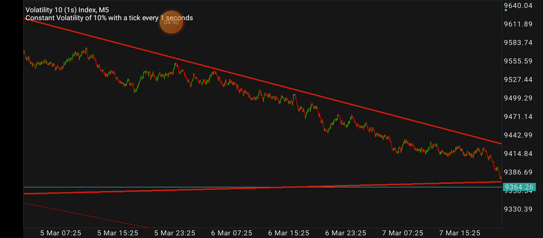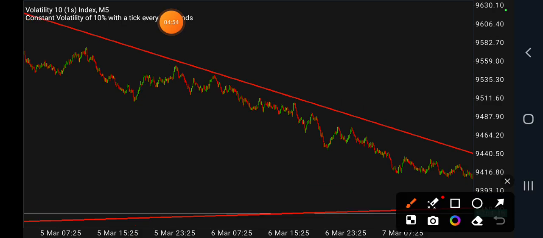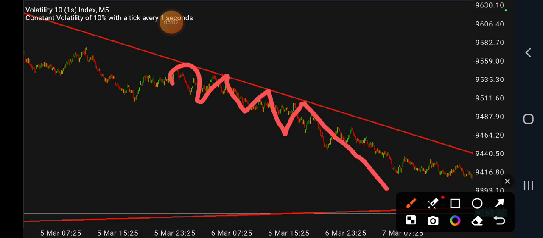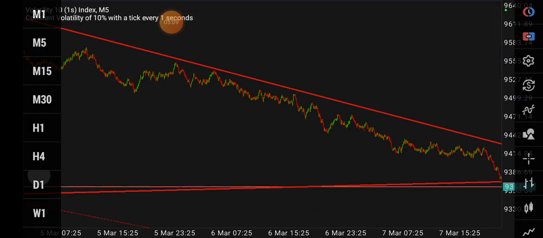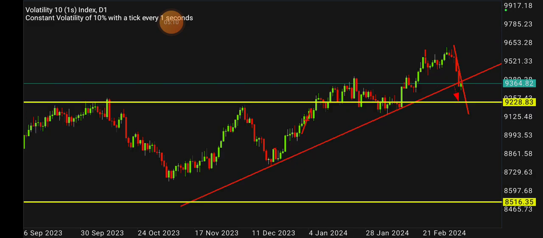You enter when price touches, for instance, when you see price do this, you jump on board when price comes to your trend line. If it pushes up, you jump on board and then you hold it down to the next key level. That's how it works. So right now this market is approaching this key level.